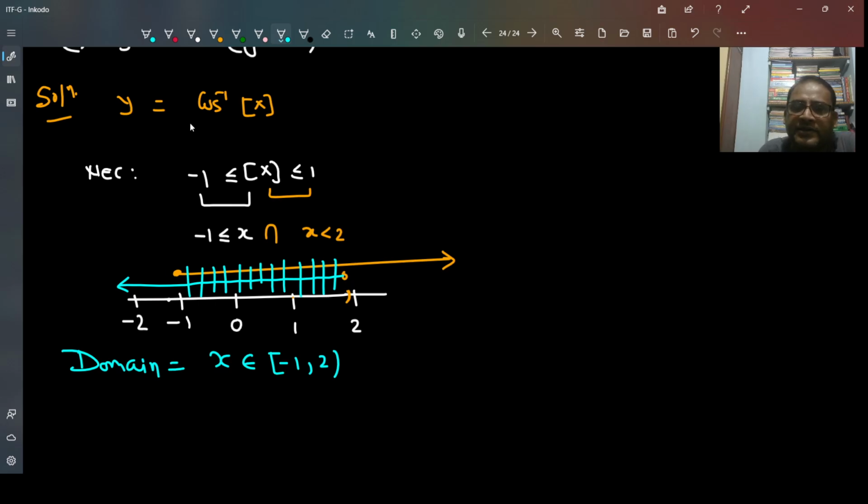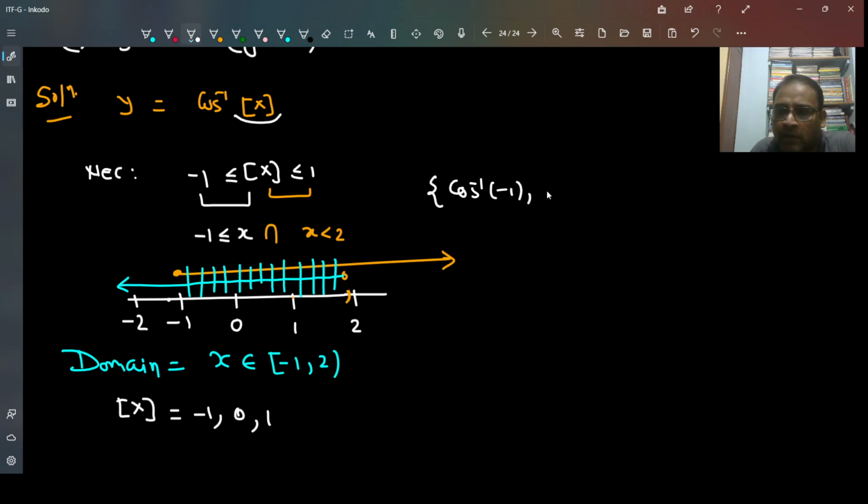Okay. Now we are interested in range. Box means what? Integer. So if I choose x from -1 to lesser than 2, and give any input, what will we get here? Box of x will generate either -1, 0 or 1. Nothing else will be given by this box of x. So its output is -1, 0 and 1, and cos inverse takes this output as its input. So what will be the range of this function? The range will contain only these 3 points: cos inverse of -1, cos inverse of 0, and cos inverse of 1.